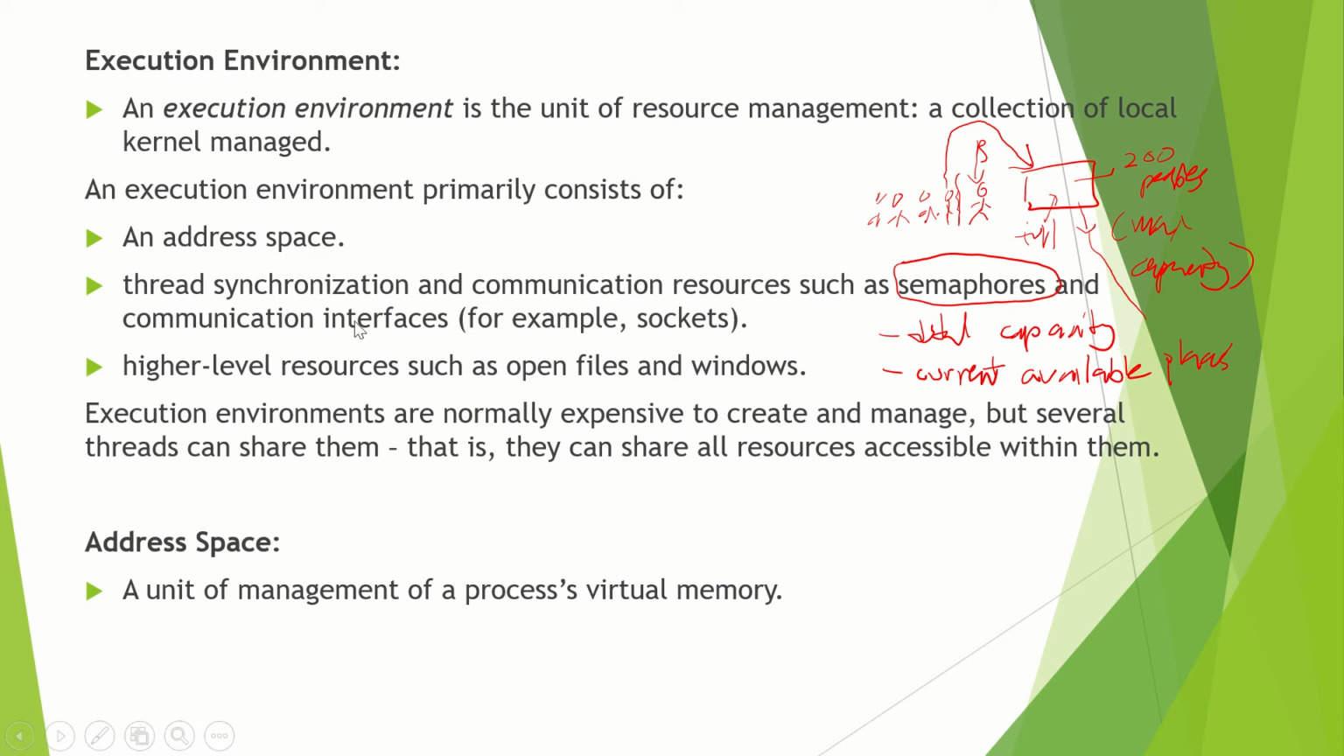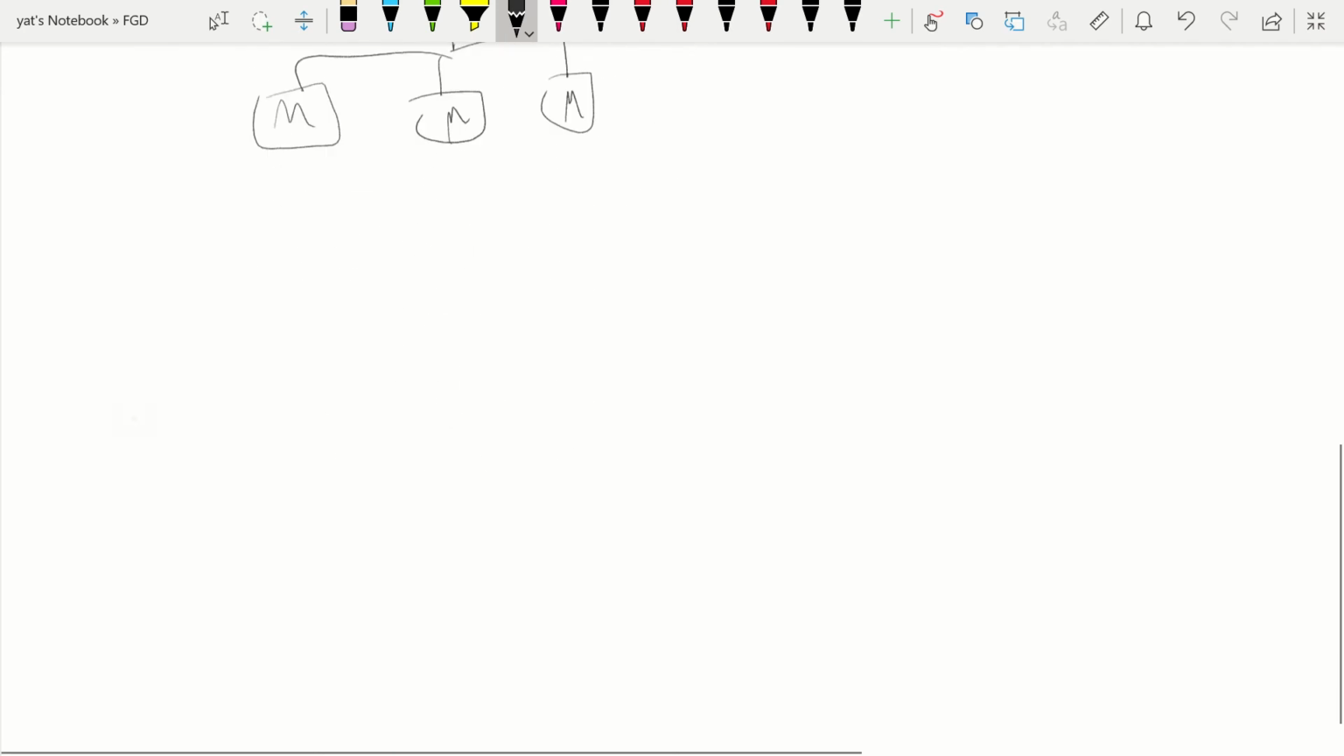And the communication interface, for example, a socket. This is communication between processes. Then high-level resources such as open files and windows. Execution environments are normally expensive to create and manage, but several threads can share them, and that is, they can share all resources accessible within them. And then you have an address space, a unit of management of a process's virtual memory.